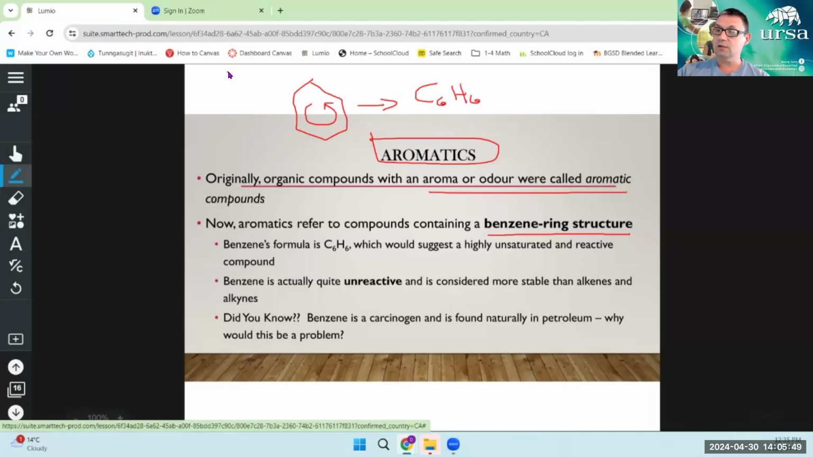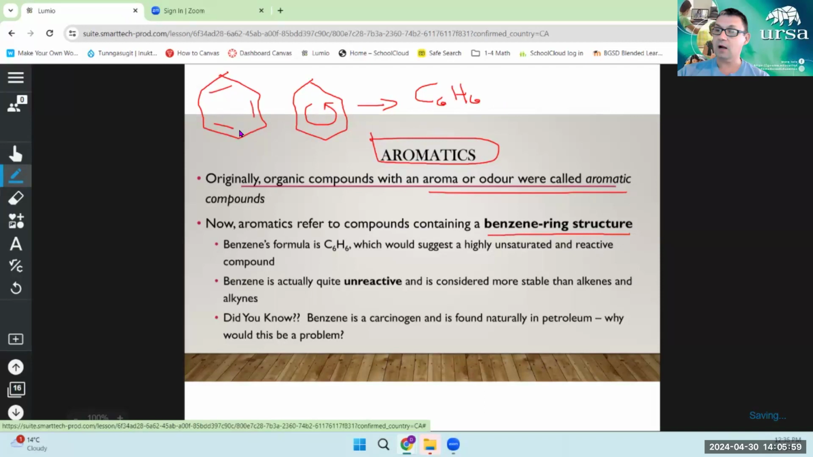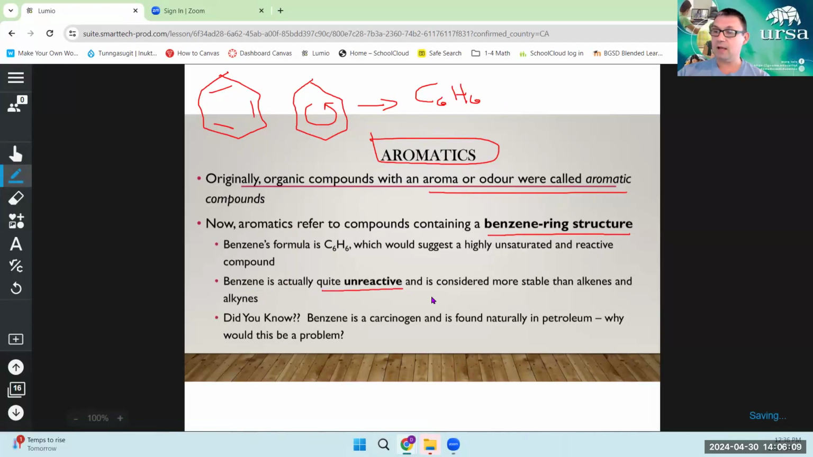You could consider it, in terms of chemical structure, to have an alternating pathway of double bonds all the way around, but it's not really localized between any of the carbons. They're equally shared between all of them. Because of that universal sharing, the molecule is very stable. It's more stable than alkenes. It's very hard to split. And coincidentally, benzene's a known carcinogen. It's actually in petroleum, so you have to be careful around these things.